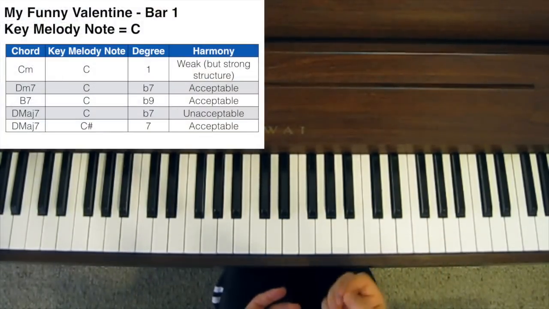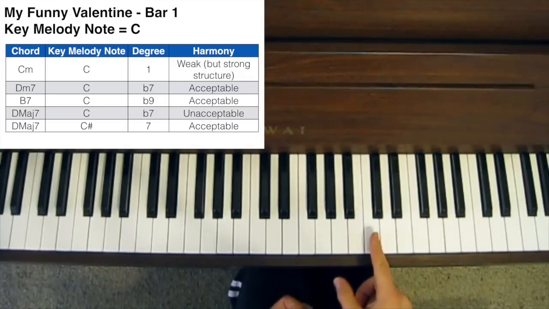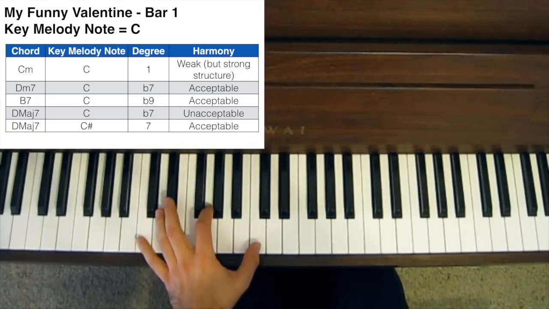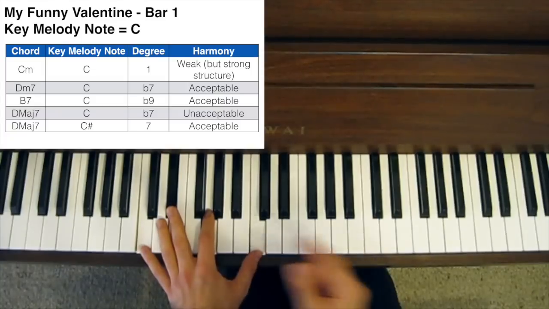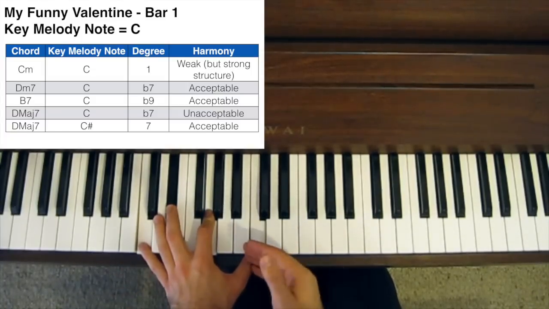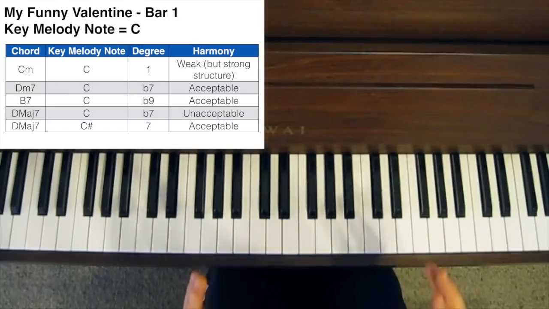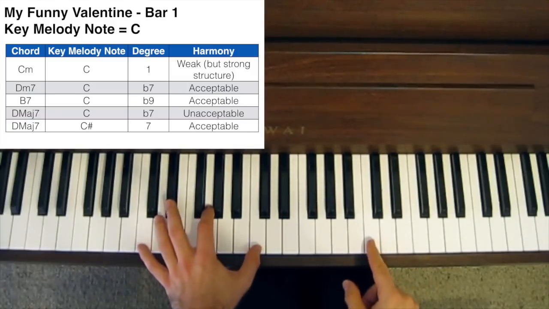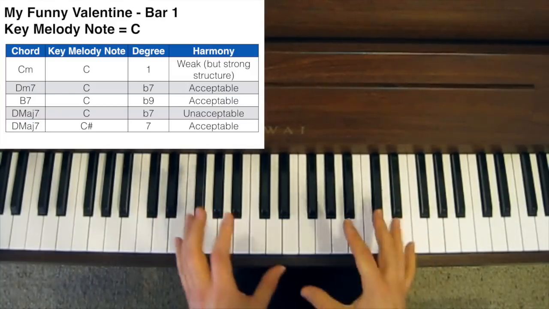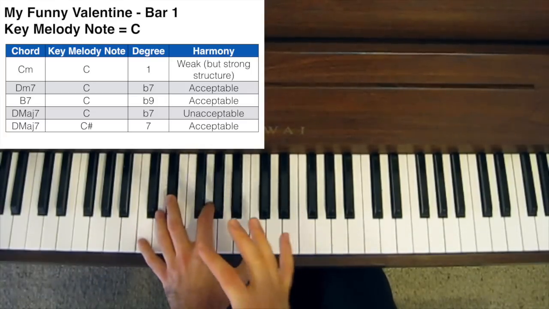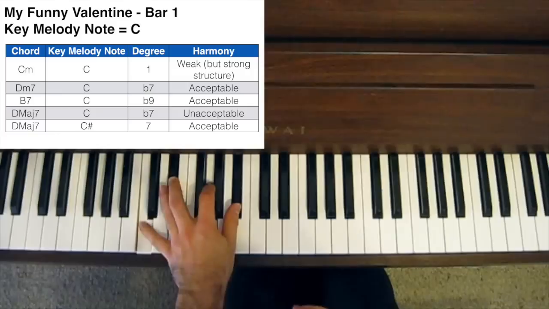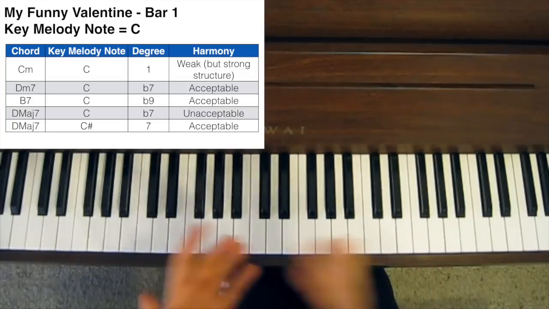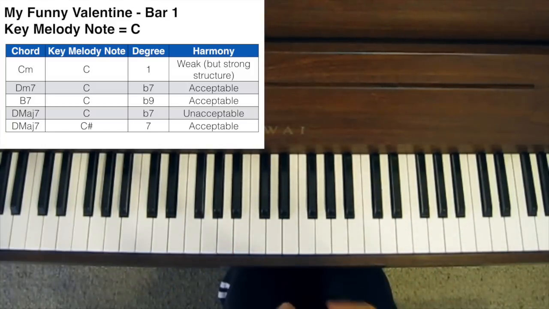So for example, in bar 1 of My Funny Valentine, the key melody note is C, and the chord is C minor. So this means that the key melody note is the root of the chord that we're playing, and so considered a weak harmony. Now ordinarily, this would be a bad chord to choose over the key melody note of C. But in this particular case, it works well because the structure of the chord progression is very solid and logical, and so it actually works quite well. But again, I'll touch on the structure of chord progressions in a moment.